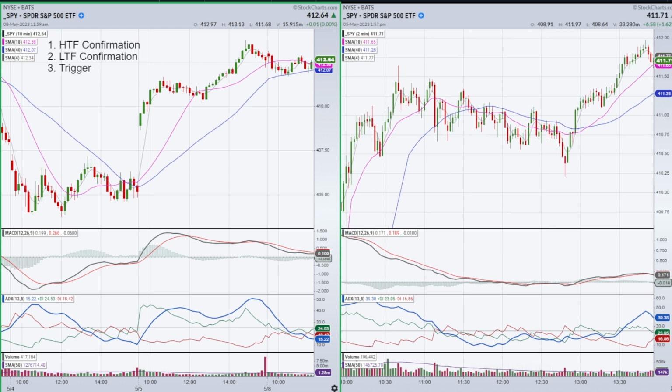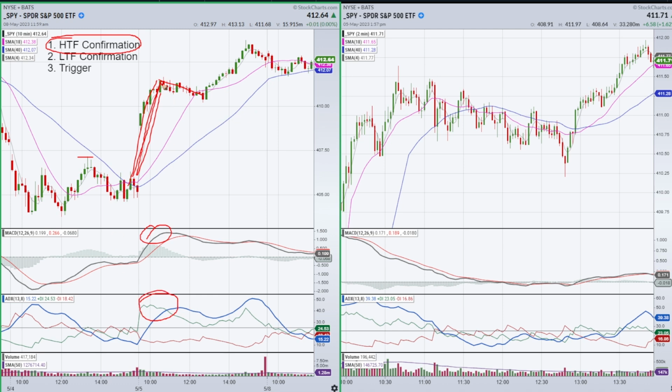So let's just start evaluating. The first thing we want to do is look at the higher time frame and confirmation from that. So are we making a higher high? We are. Now, on this move to the upside, we want confirmation in MACD and we want confirmation in ADX.